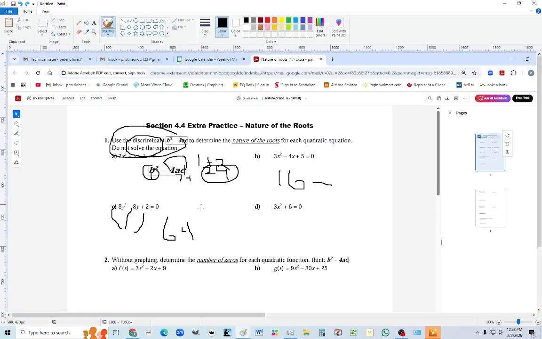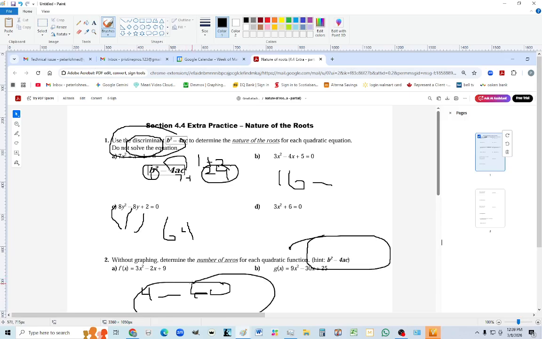Without graphing, determine the number of zeros for each quadratic function. The hint is in this. So when we do b squared minus 4ac, that will tell me the number of zeros. And the number of zeros, by the way, are number of x-intercepts. So b squared, 4 squared is 4. Minus 4 times 3 times 9 is going to be a very big number, which means 4 minus 60 is negative. I don't even have to do the number, but since he wants to see the work, minus 4 times 3 is 12. 9 times 12 is 108. So 4 minus 108 is minus 104.